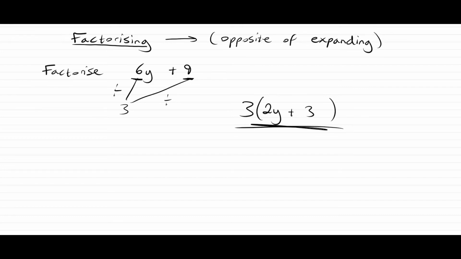You're just going backwards. And if you want to double check if that answer is correct, I can rewrite it here. So 3(2y plus 3). We'll just expand that. So 3 times 2y, 6y. And 3 times 3, 9. Gives you what you started with.